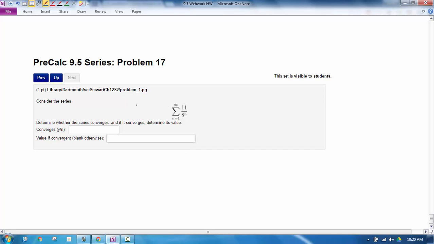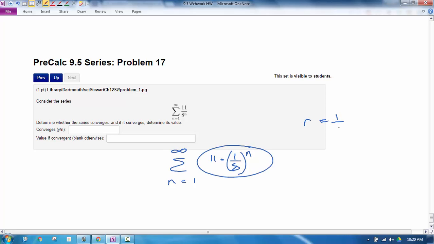Okay, the last problem then gives us another geometric, and this one's a little bit disguised, so I'm going to rewrite it as 11 times 1/8 to the n. And now it might look more familiar, because our r is 1/8 in this case, and our first term, g sub 1, is what you get when you plug in 1 here, which would be 11/8. So because our r is between -1 and 1, we can still use that formula.